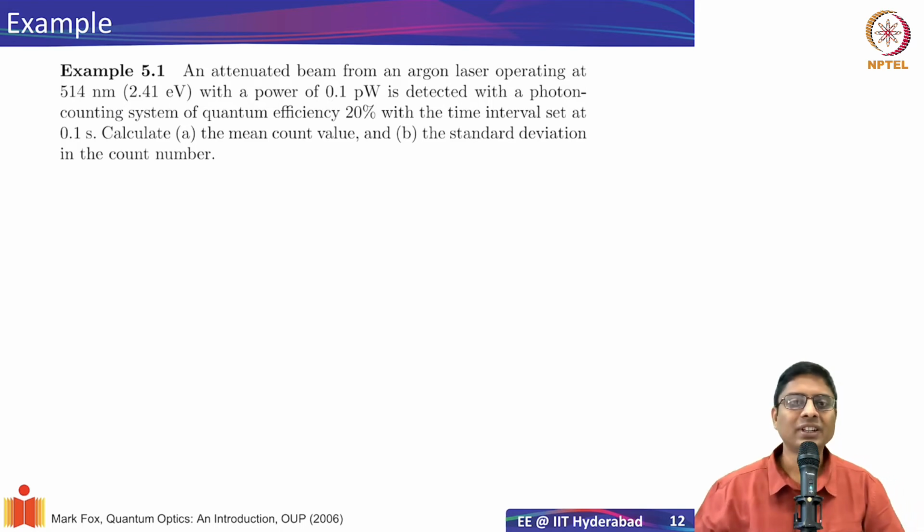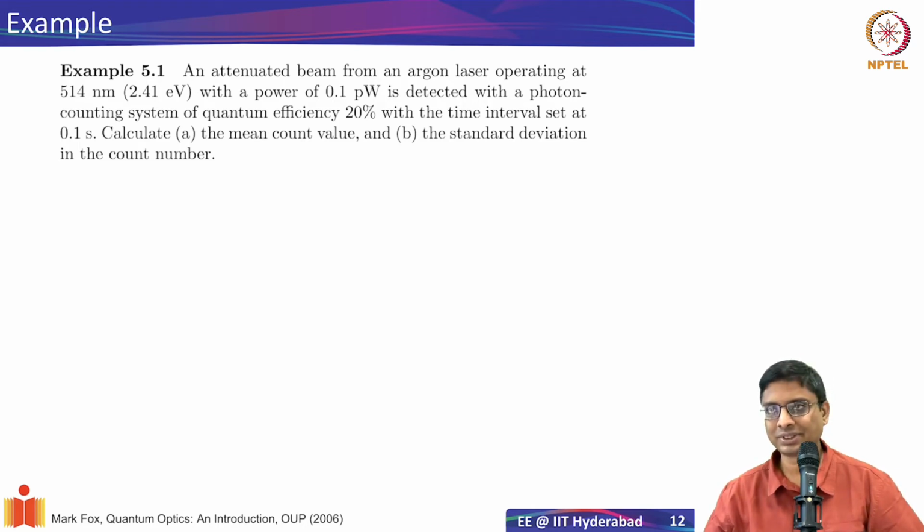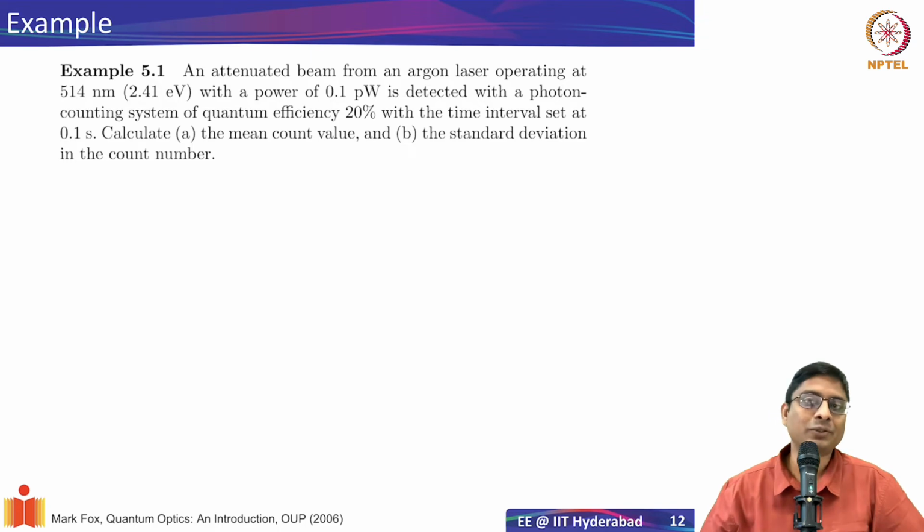So the question is, an attenuated beam from an argon laser operating at 514 nanometers, corresponding to 2.41 eV, with a power of 0.1 picowatt, is detected with a photon counting system of a given quantum efficiency, with a time interval set to a given value. Calculate the mean count value. Mean count is basically the number of photons detected at the detector with the photon counting system. So the first thing we have to look at is the photon flux.